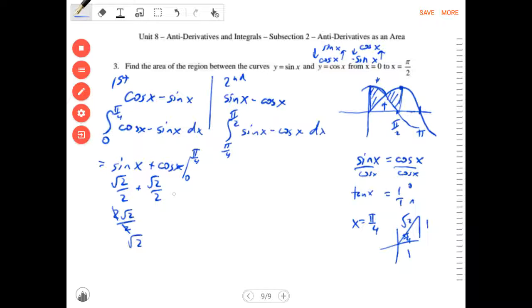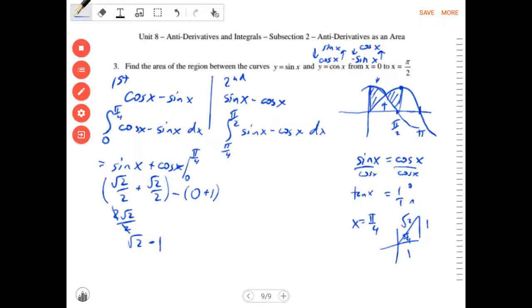Then of course we have to subtract what happens when x is 0. Well, sine 0 is 0, and cosine of 0 is positive 1. So then you're going to get a negative 1, so root 2 minus 1. Okay, so that's that part. Marvelous.